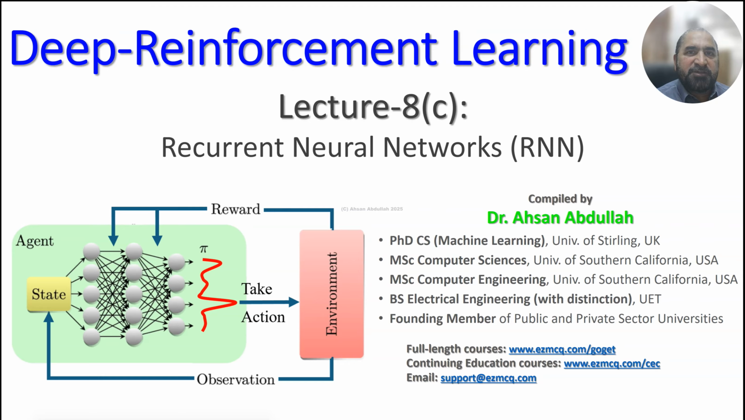And the topic which we are covering is recurrent neural networks, which is topic number 8 in the list of topics of this course. And the subtopic is C. So the difficulty level is moderate to difficult. That's why it's 8C.